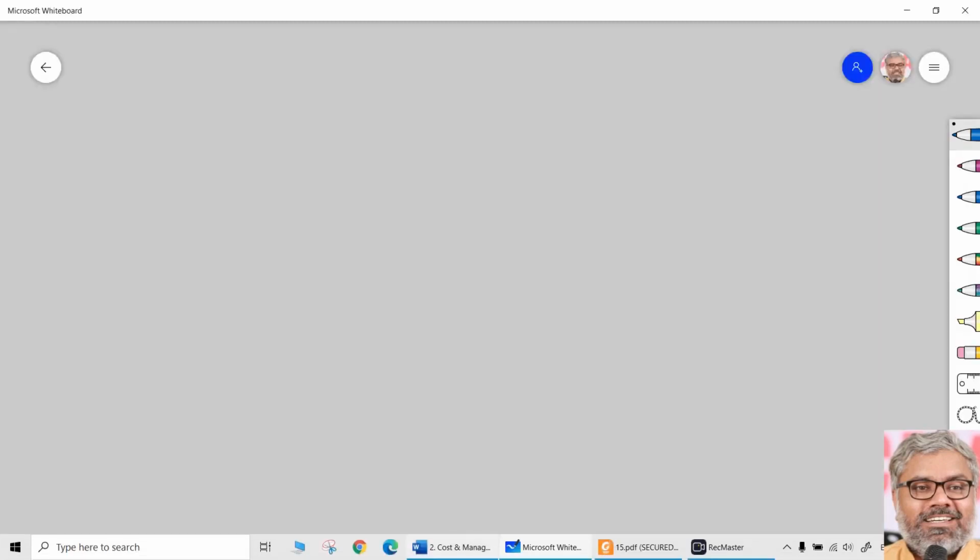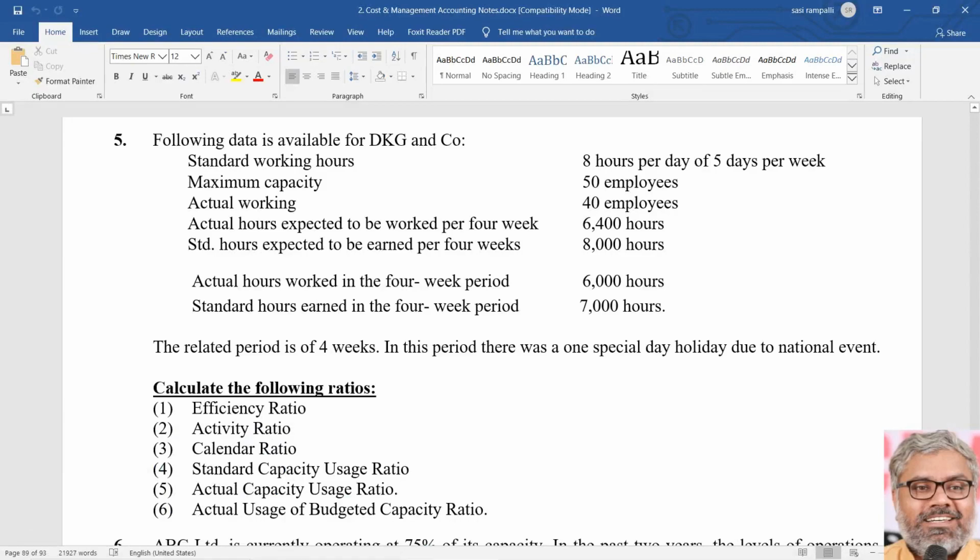Those are given in question number 5. Following data is available for DKG and company. Standard working hours are 8 hours per day, 5 days per week. So in a week there will be 5 days, and each day will have 8 hours. That is the normal working hours.